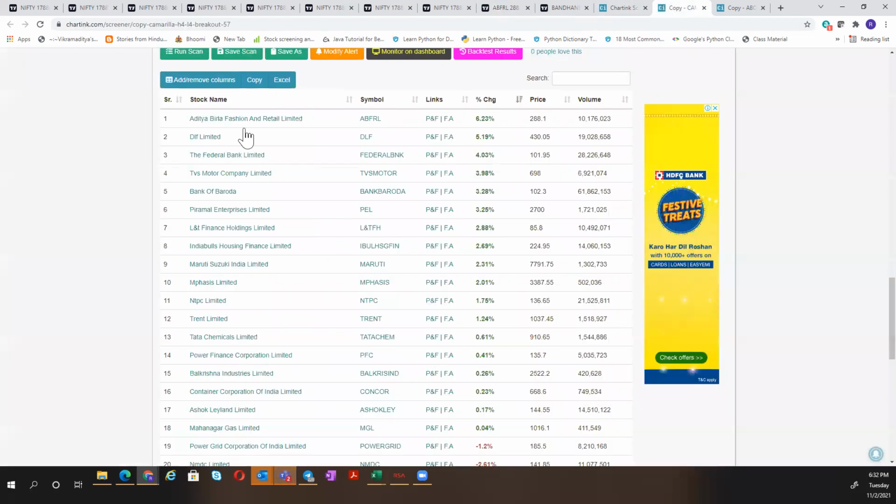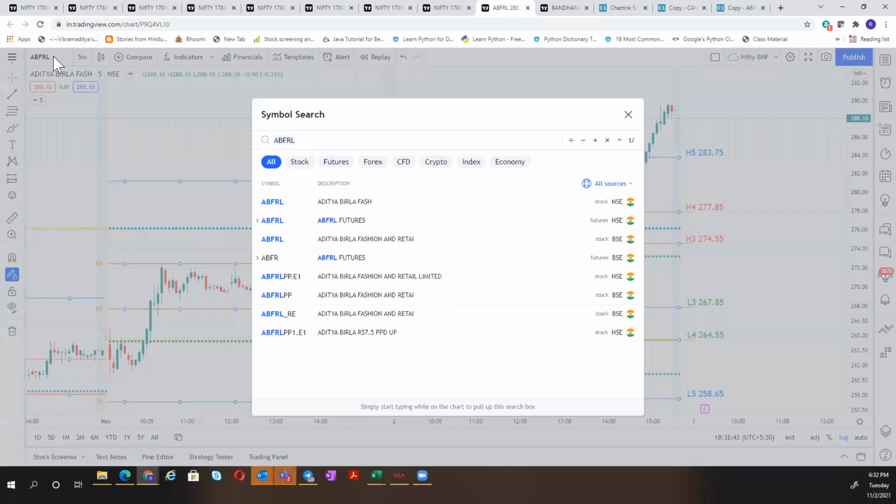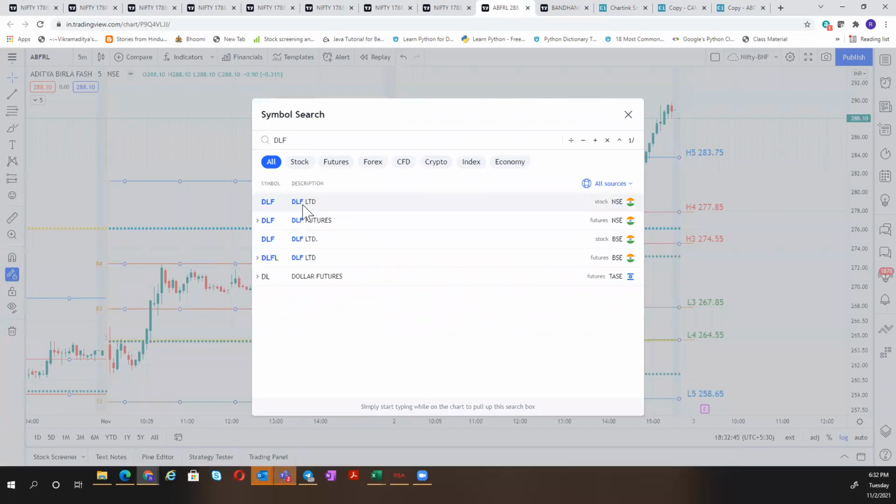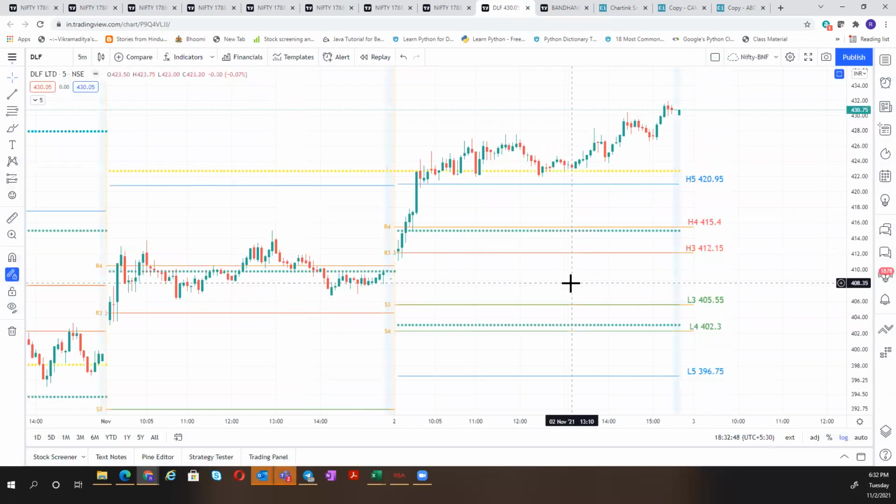So we'll take one more example and then we'll close this video. DLF Limited. R4. See, R4 is a breakout. Boom. So understand the pivots. I'll be making more videos using pivots, but you have to put in your due diligence.